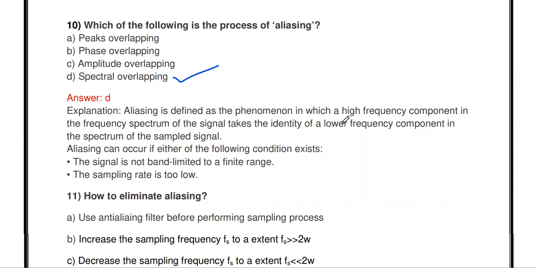Aliasing is defined as a phenomenon in which the high frequency component in the frequency spectrum takes the identity of the lower frequency component in the spectrum of the sampled signal. This is called aliasing. It can occur in two conditions: one, the signal is not a band limited signal in a finite range, or the sampling rate is too low, that is, fs is selected much less than 2 fm. In those two conditions we get aliasing.